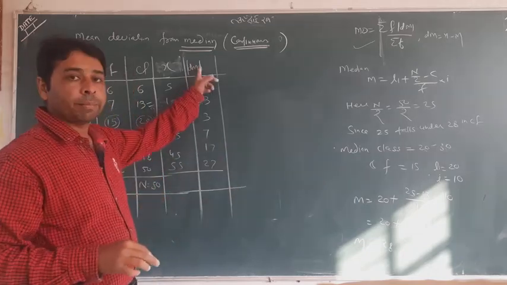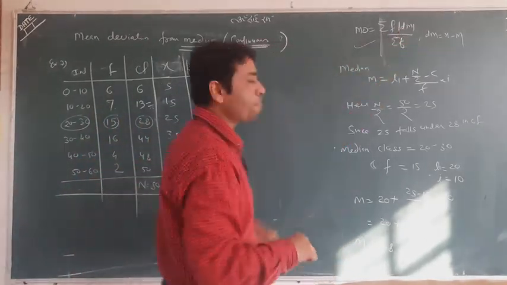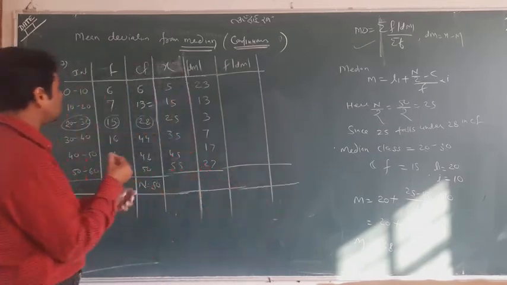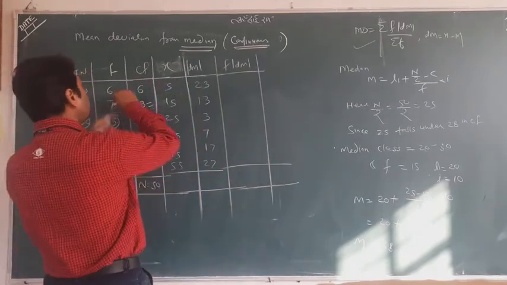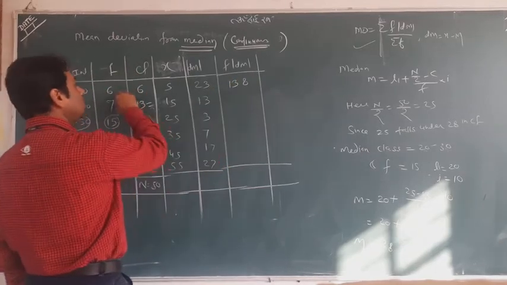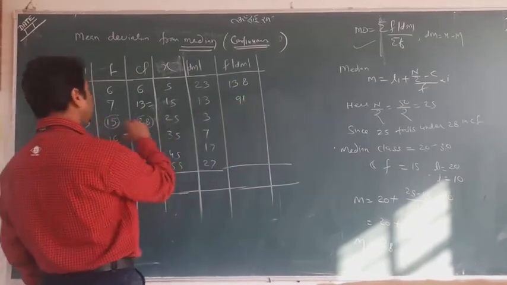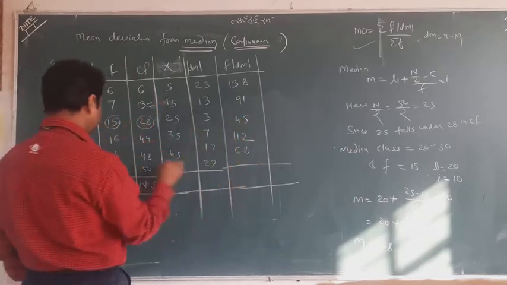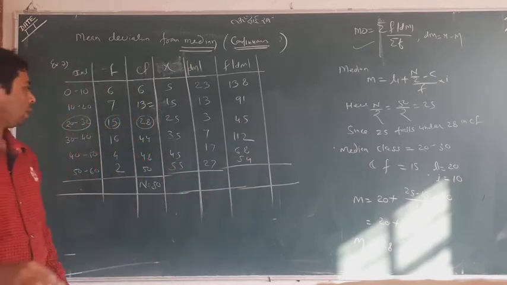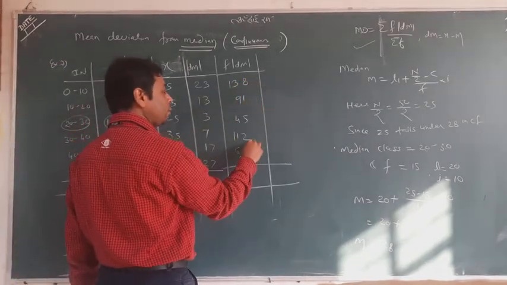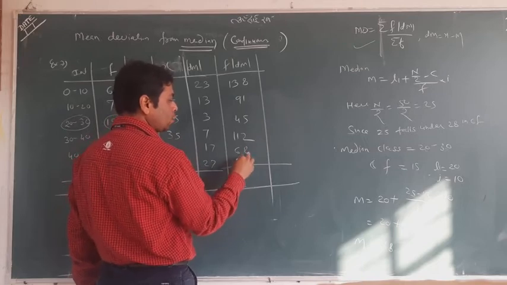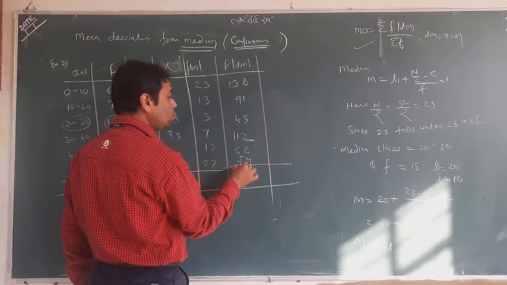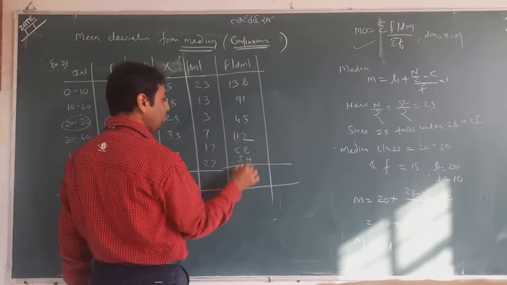After finding dm, you need f dm. So your f is this one and dm is this one. These two will multiply: 138, 91, 45, 112, 68 and 54. Okay, now you will add all of them. The total comes to 508.